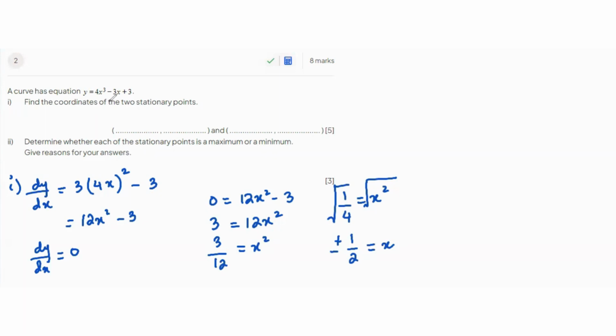So we have to find the coordinates, not just the value of x. We substitute this back into the original equation. So y equals 4 times (1 over 2) cubed minus 3 times 1 over 2 plus 3. So this is at x equals 1 over 2.